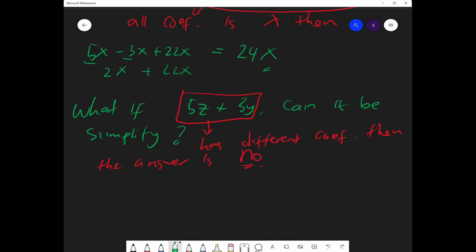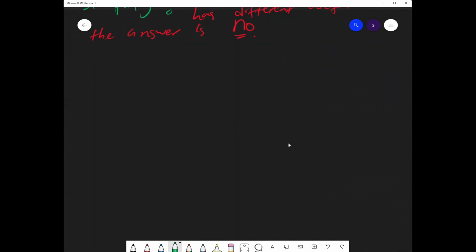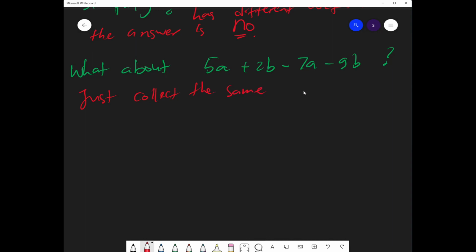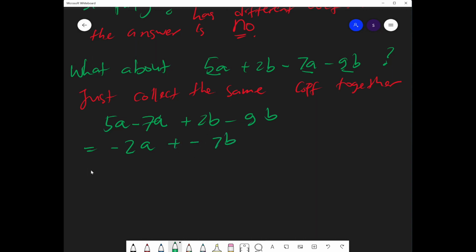And then what about the equation of 5a plus 2b minus 7a minus 9b? To simplify this equation, first we collect all the same terms together, such as 5a with 7a and then 2b with 9b. From here we can solve this equation, and it becomes minus 2a minus 7b.